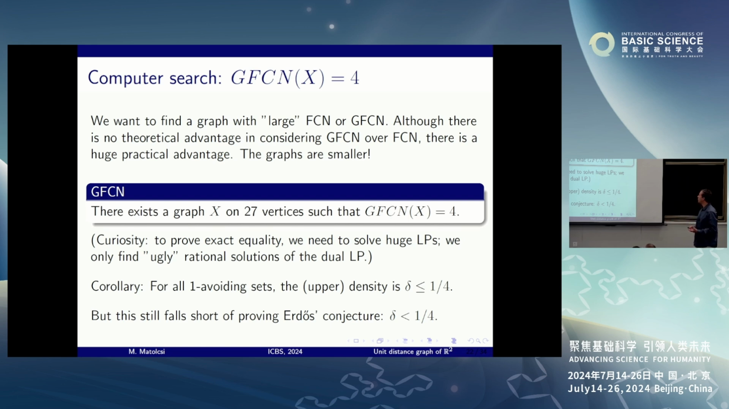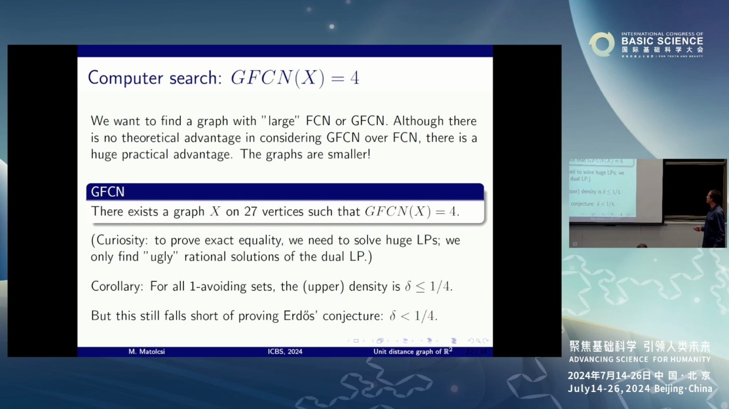We launched a computer search, and we found a graph on 27 vertices which hits exactly 4. Not approximately, but exactly 4 as the geometric fractional chromatic number.